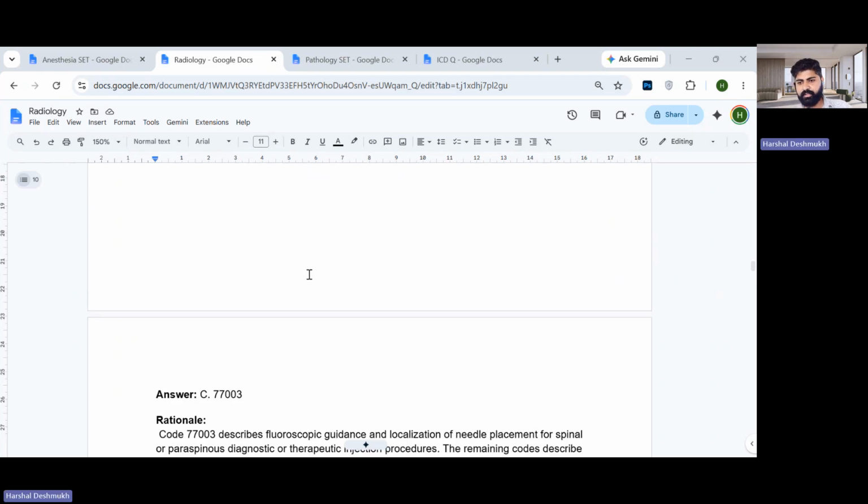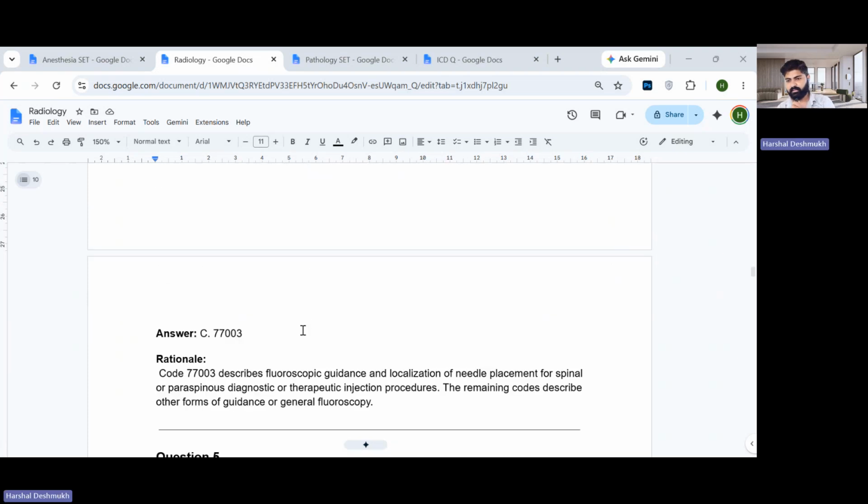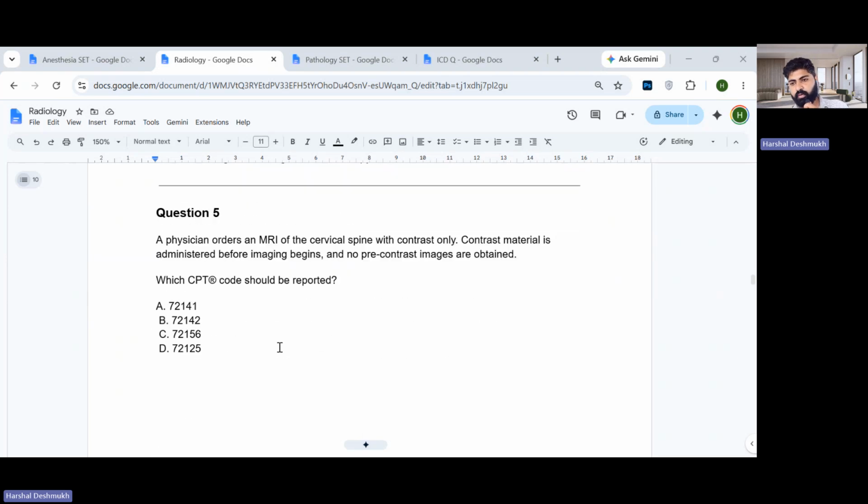The right answer to this question is option C, 77003. It describes the fluoroscopic guidance and localization of the particular procedure we were looking for. Moving on to the next question.